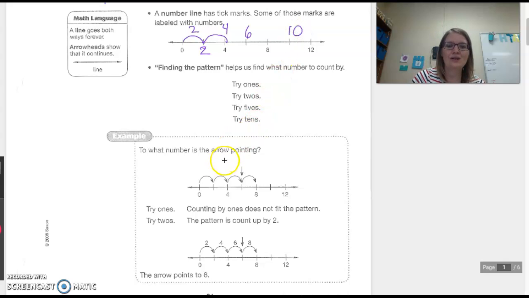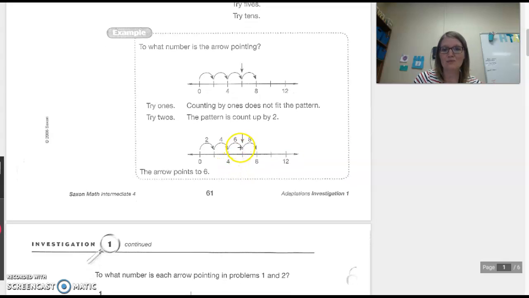Now down here they have the same number pattern, only people tried to do it with ones. 1, 2. Does that work? No. 4, 5, 6. No. So this tells us that the distance between these is 2.